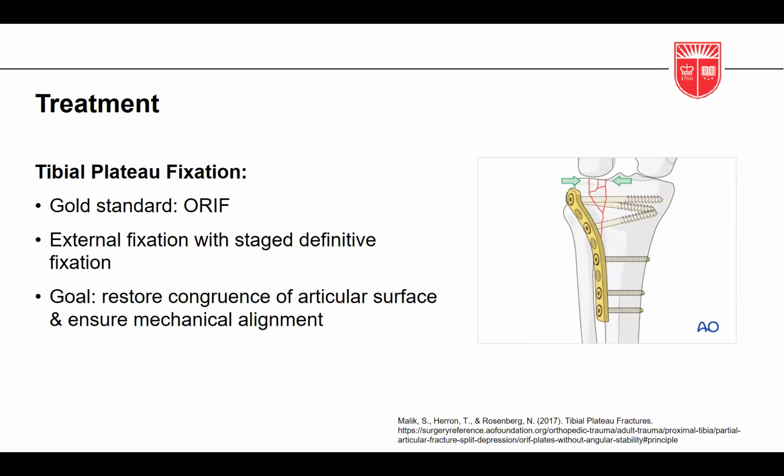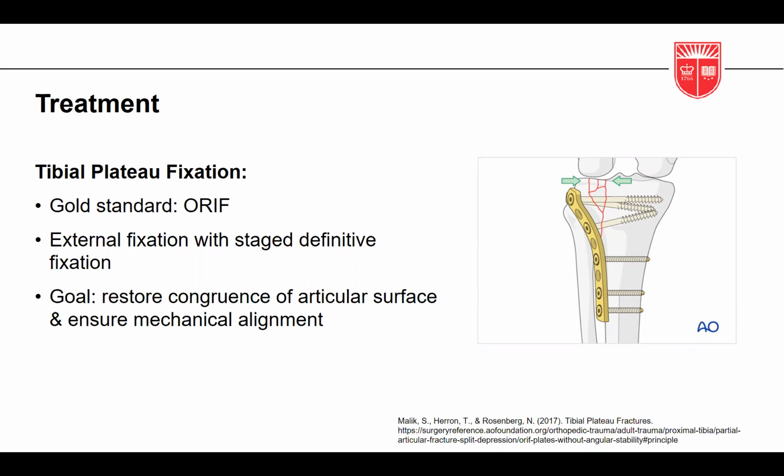So a brief overview of the treatment of these injuries. The majority will require operative fixation. Candidates for non-op treatment are minimally displaced and minimally depressed fractures that are stable to varus and valgus alignment. The gold standard for treating these fractures is an open reduction internal fixation using a combination of screws, plates, and or bone grafting, depending on the fracture pattern.